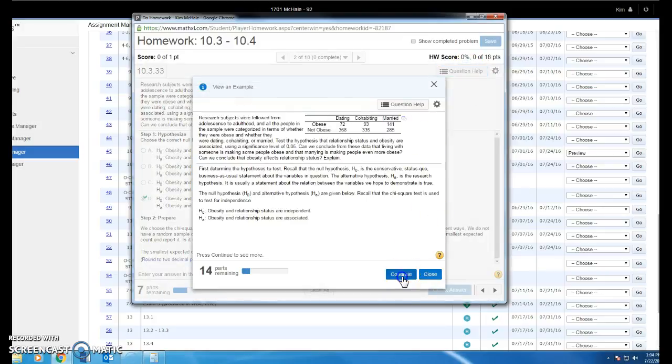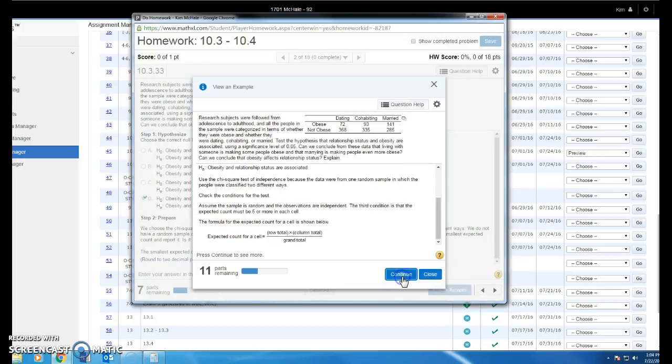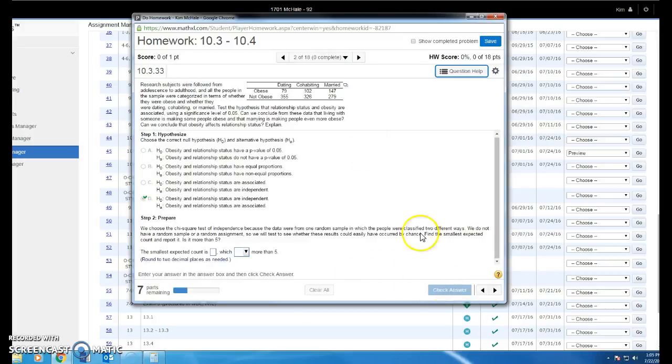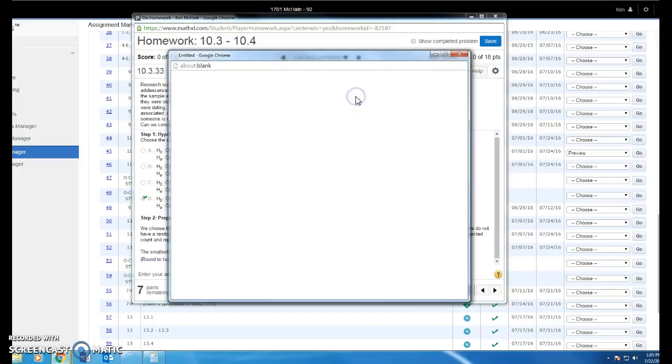If you click View an Example, you can see that there is a formula to find the expected count for any cell. It's the row total times the column total divided by the grand total. Why don't you write that down so that you can see that that works? And we're going to go in and do that. Row total times column total over grand total. So I'm going to go ahead and open this in StatCrunch.